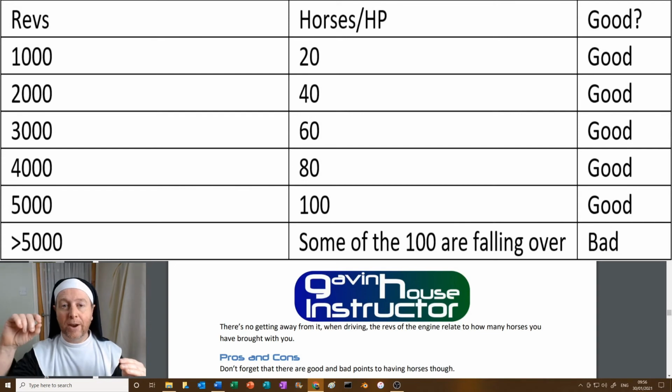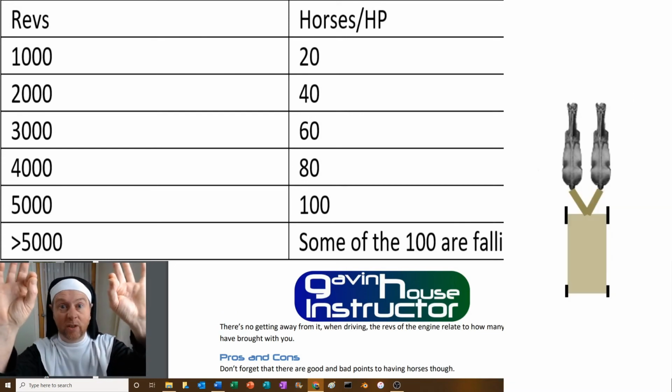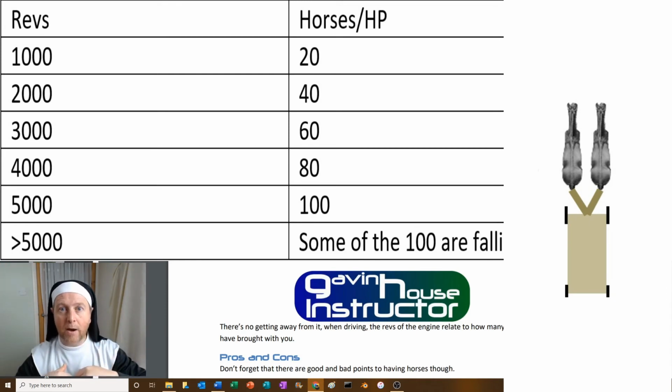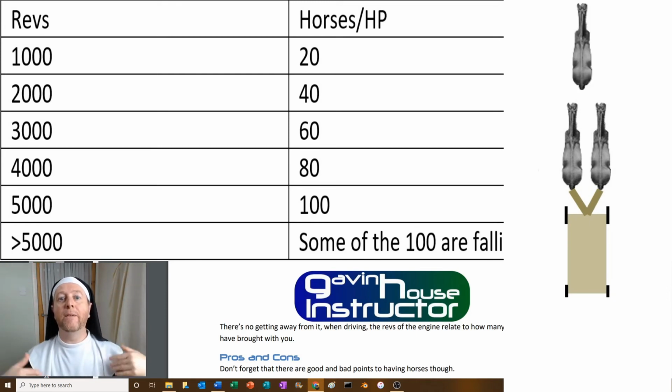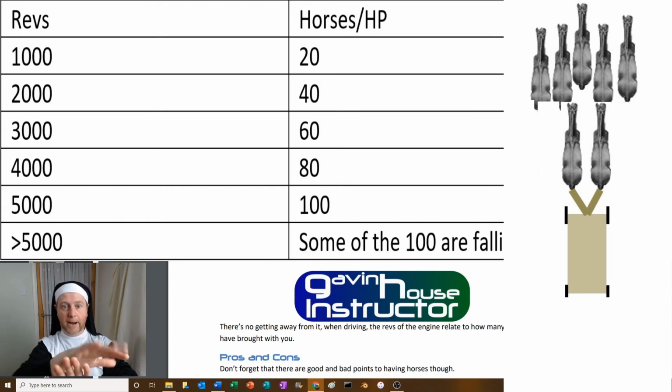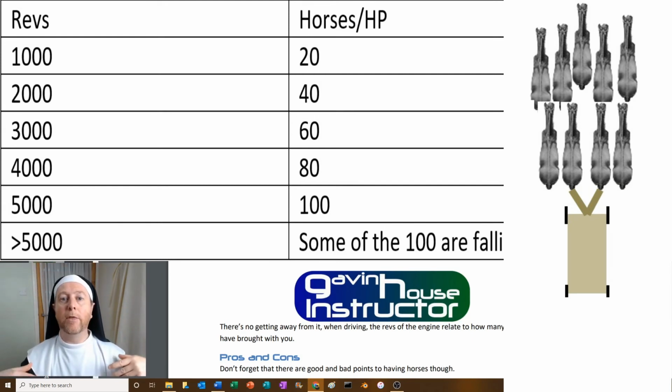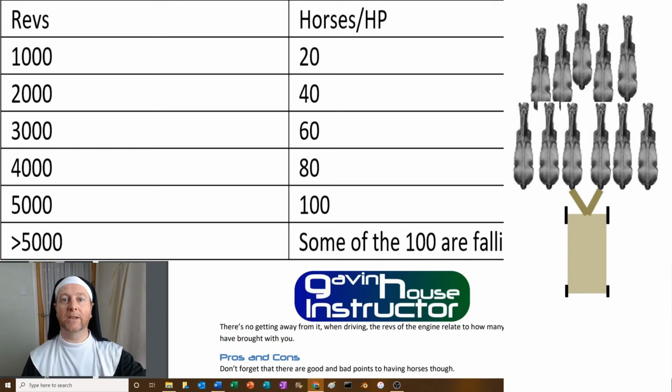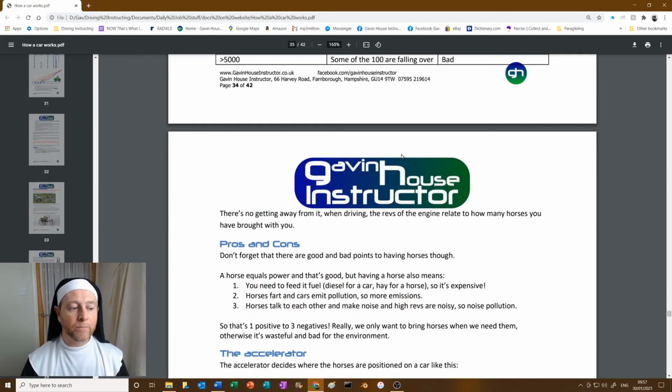So if I push my accelerator all the way to the floor when I have low revs, I put just 20 horses on the front of the car. But as the car gets faster, the revolutions of the engine increase. That creates more horses. So all of a sudden I get loads and loads of horses. And the more horses you have, the faster the car accelerates. So as your revs increase, your rate of acceleration improves.